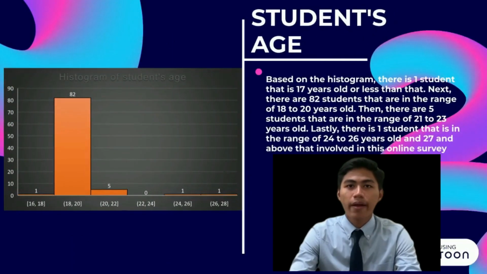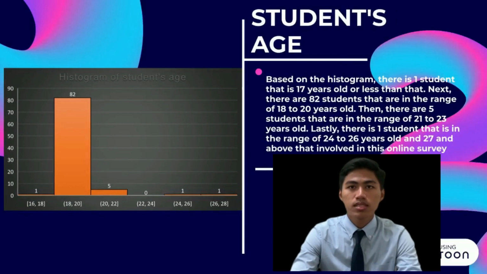Based on the histogram, there is one student who is 17 years old or less. Next, there are 82 students in the range of 18 to 20 years old. Then there are 5 students in the range of 21 to 23 years old. Lastly, there is one student in the range of 24 to 26 years old and one student 27 and above that was involved in this online survey.